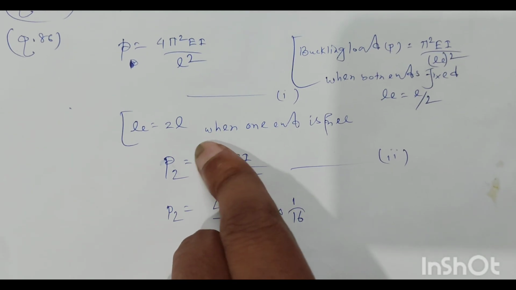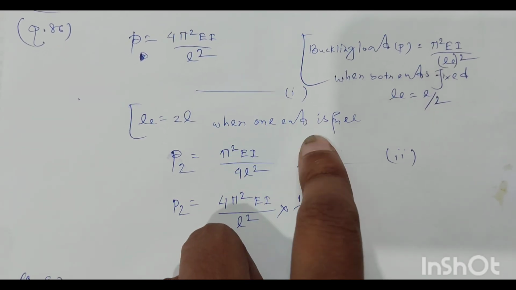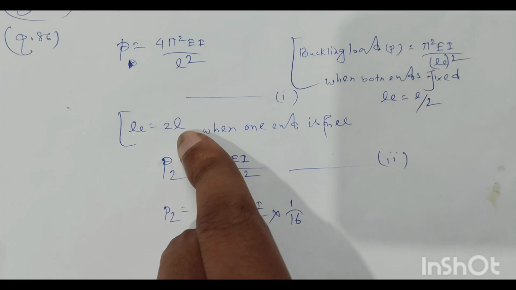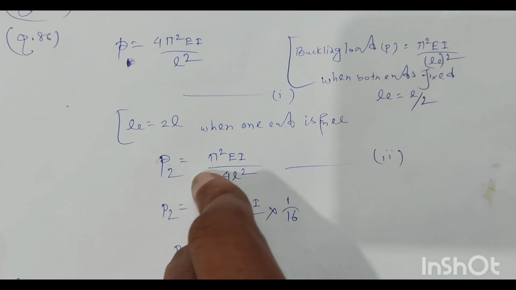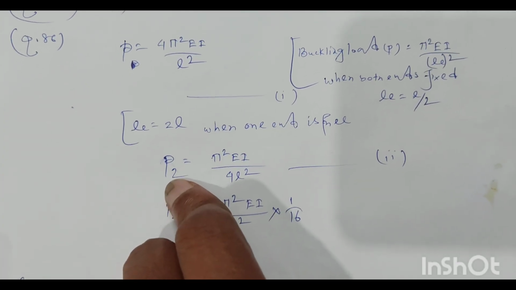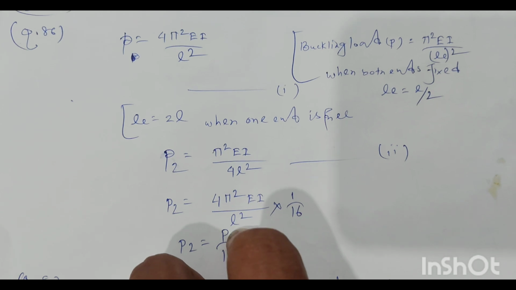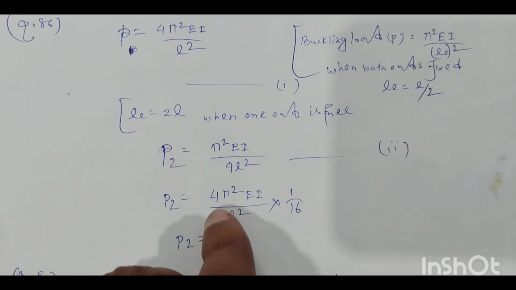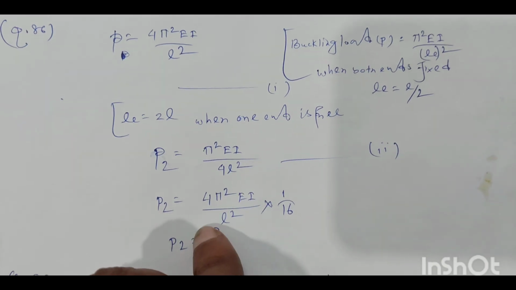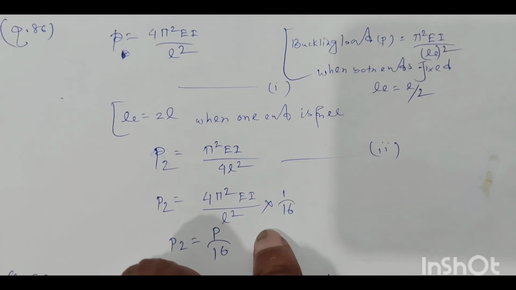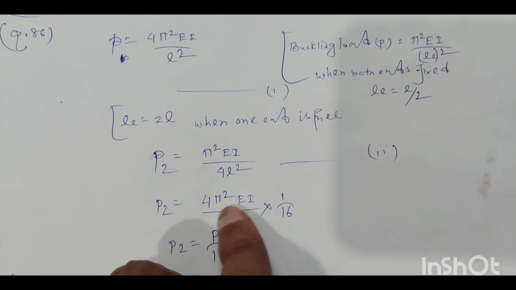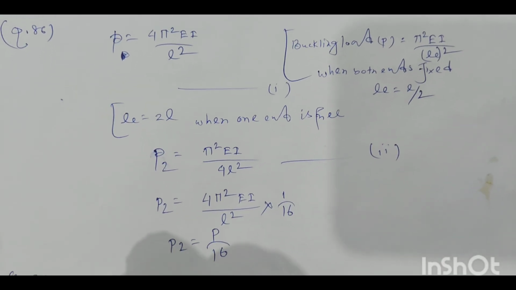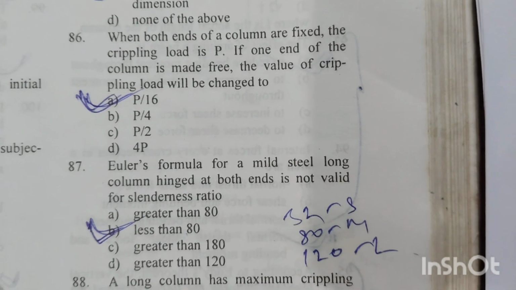But when one end is fixed and one end is free, the effective length will be 2 times L, that is 2L. Then the buckling load P2 will be pi square EI by 4L square. Now if we multiply this value by 1 by 16, we can write P2 equal to 4 pi square EI by L square into 1 by 16. And we know this value is equal to P, so we can write easily P2 equal to P by 16. A is right answer.